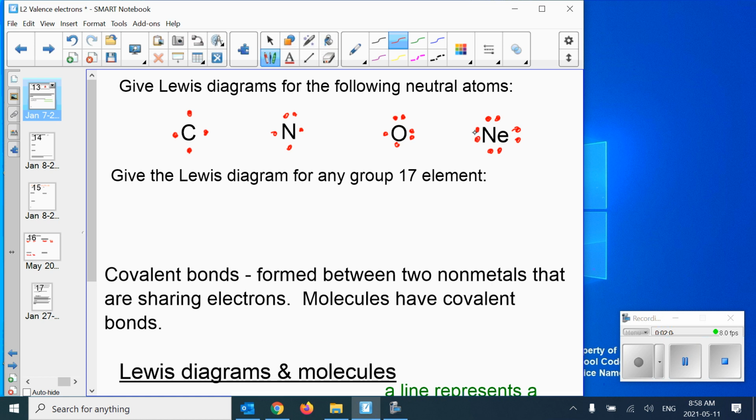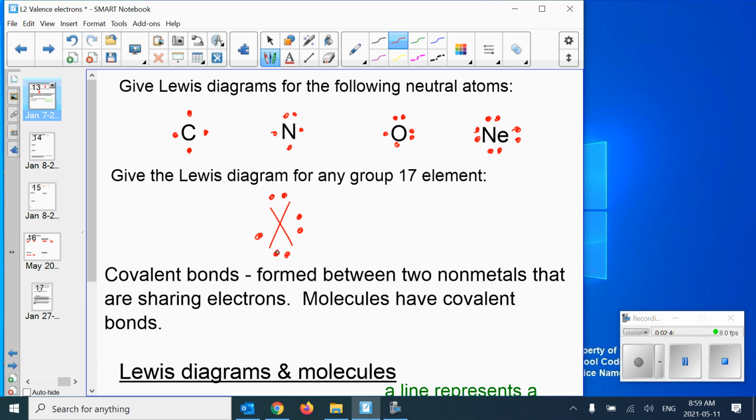Now, I left this out. Give the Lewis diagram for any group 17 element. It doesn't matter if I'm talking about fluorine, chlorine, bromine, iodine, or aspartame. Not that you'll use it. I'll just put an X there like a variable. Anything in that 17th group will have 7 valence electrons: 1, 2, 3, 4, 5, 6, 7. You'll notice they have 3 pairs and 1 loner. That 1 loner is going to want to form a bond.